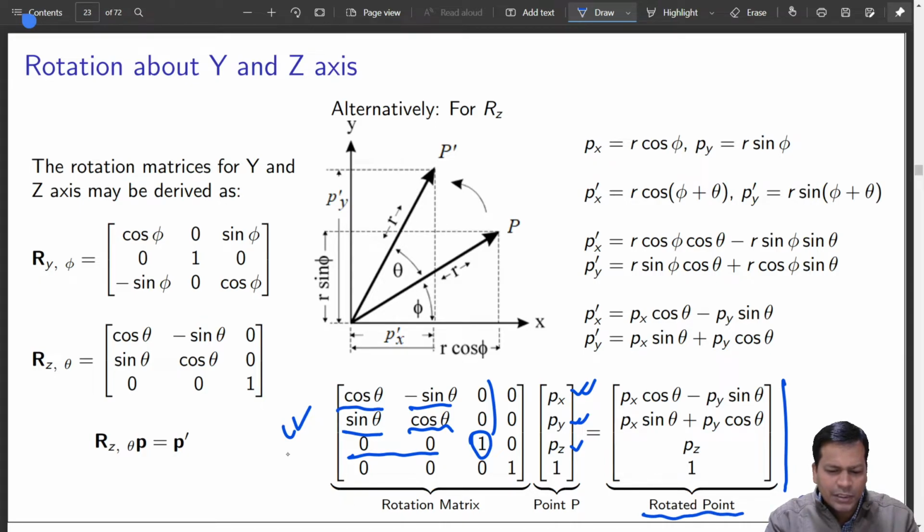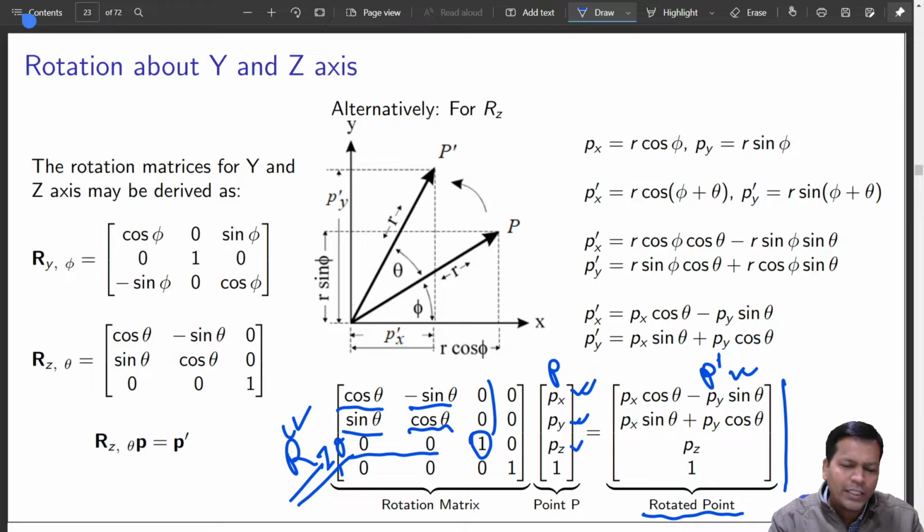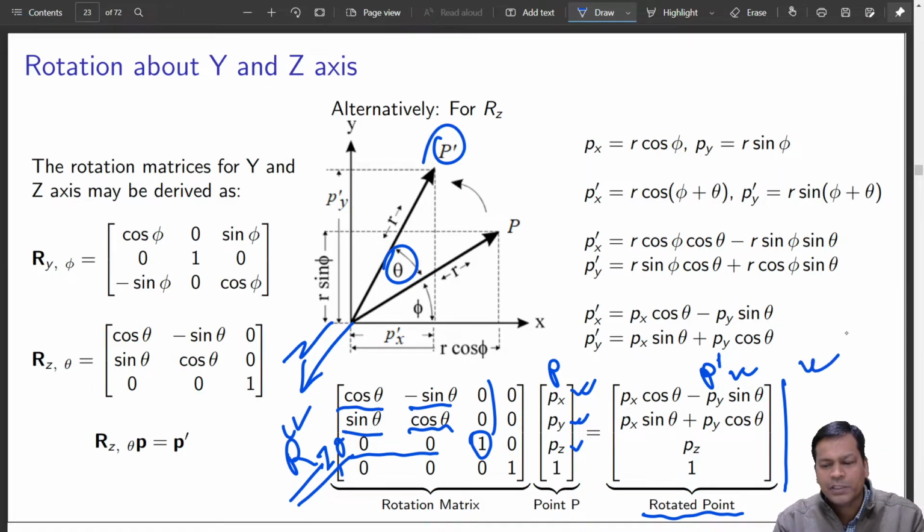So what is this? This is a rotation matrix about z by an angle theta, which when applied to point P, it becomes point P dash. So what happens to P? It gets rotated about this axis z by an angle theta. So it goes to a new location. This is how it is expressed. This is the job of a rotation matrix.